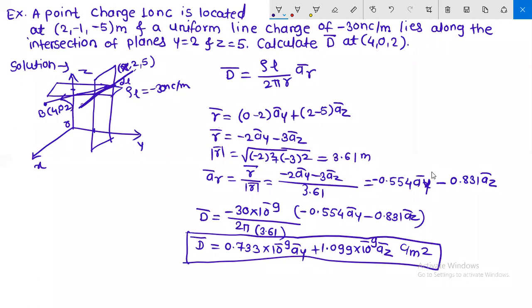Now find total D bar, because here they have not asked separately. Calculate D bar at point 402. Now we have to find D bar due to both point charge and line charge. So this total D bar is equal to, consider this as D2 bar and the first one as D1 bar. So this is D1 bar plus D2 bar, which is equal to, now just add these two and tell me the final answer.